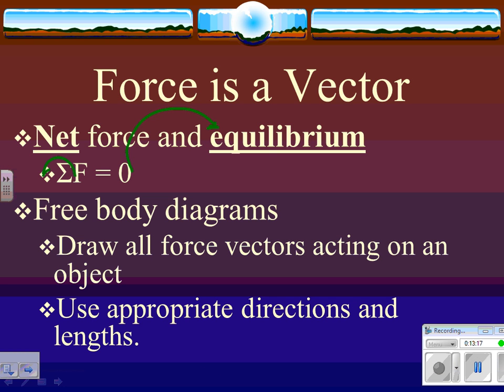Free body diagrams are something that you are going to do frequently. You'll have a question that says, draw a free body diagram of something. And what they're asking you to do is to draw the force vectors acting on that object. Exactly. Remember, when you are drawing force vectors, the direction is important. The length of the arrows is important as well. If one force is bigger than another, it should be a longer arrow. And you should also label what that force is when you're making a free body diagram.